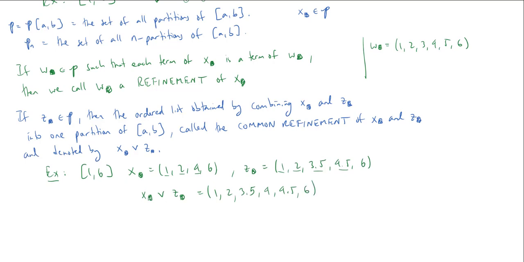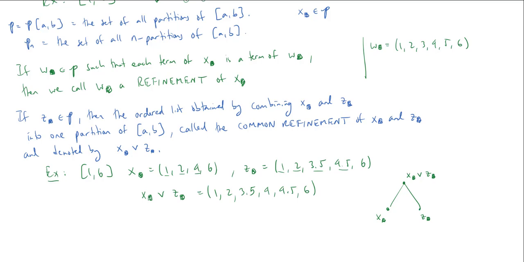So I now have a refinement of both X and Z. And pictorially, I might diagram it like this. I have my X, I have my Z, and now I have this X join Z, up above. Okay, so if I need to diagram things, you might see me do stuff like this. Okay, so there we go.